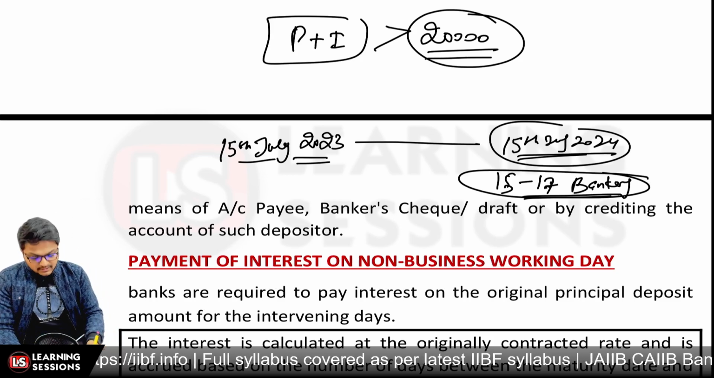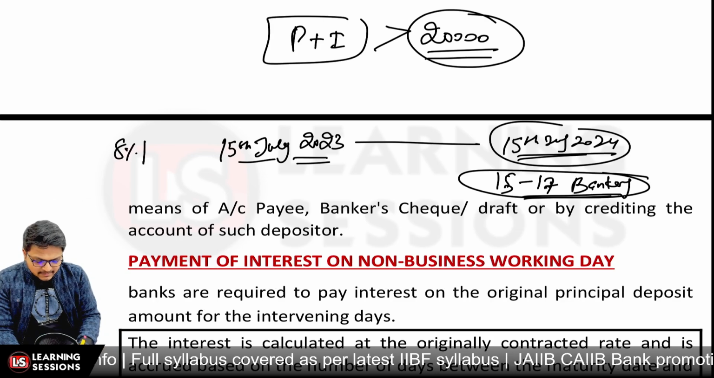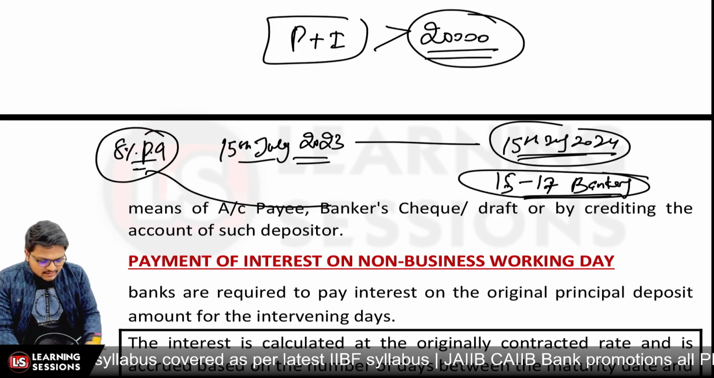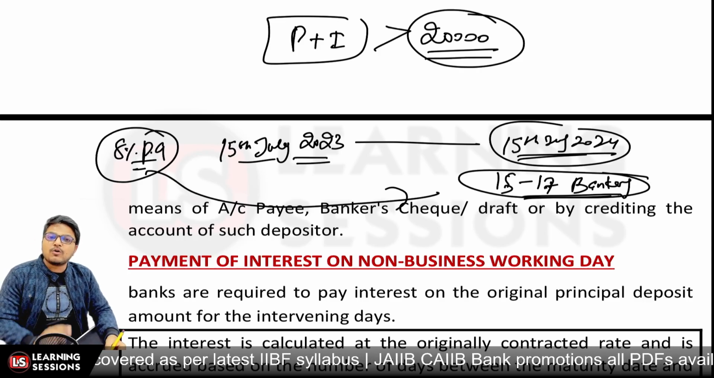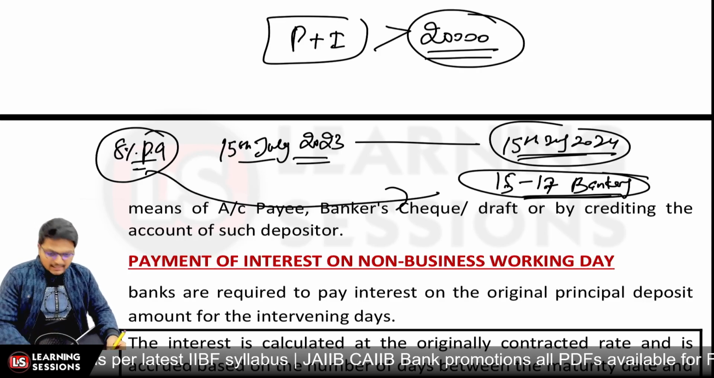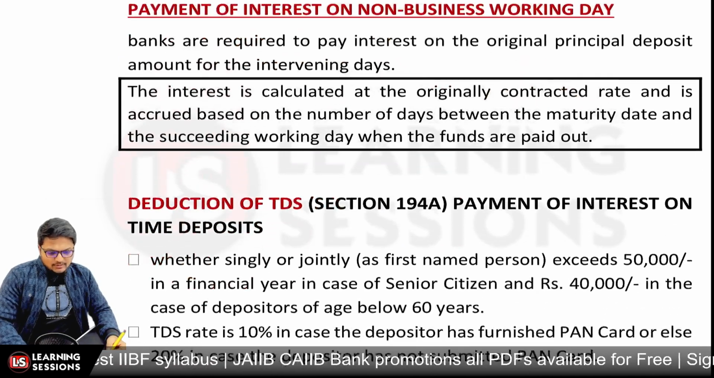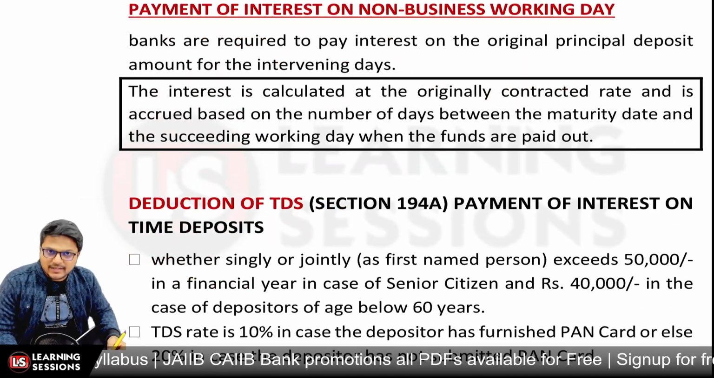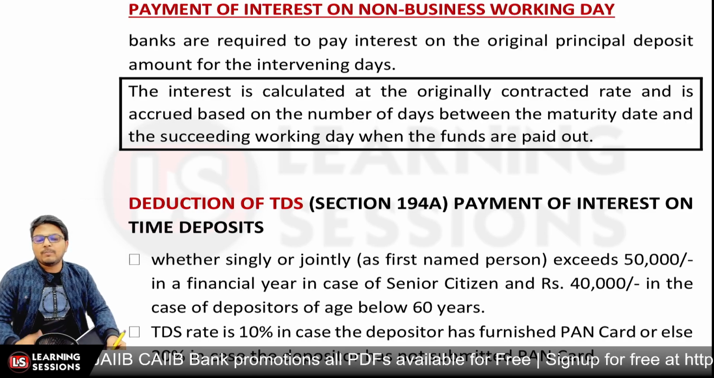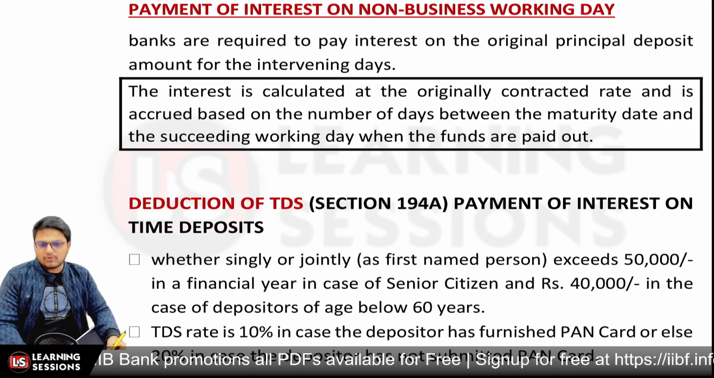Let's say the contracted rate of interest was 8% per annum. In that scenario, for these particular dates also, the interest will be paid at the contracted rate. So interest is calculated on the original contracted rate and is accrued based upon the number of days, and will be paid accordingly, right?